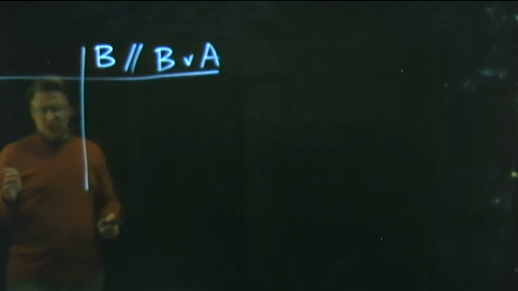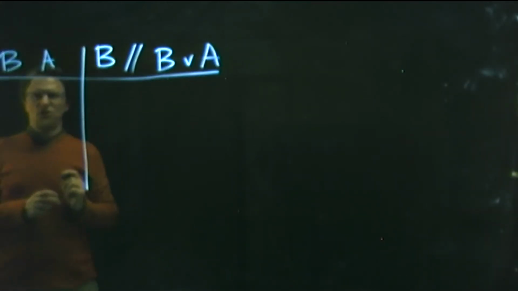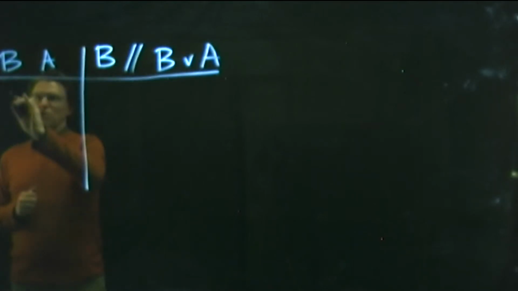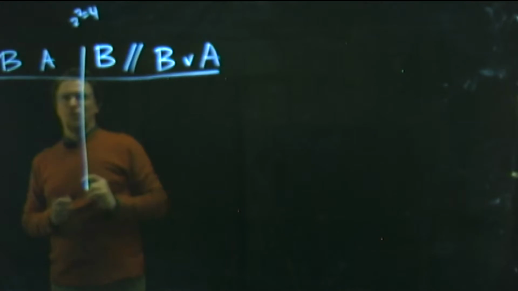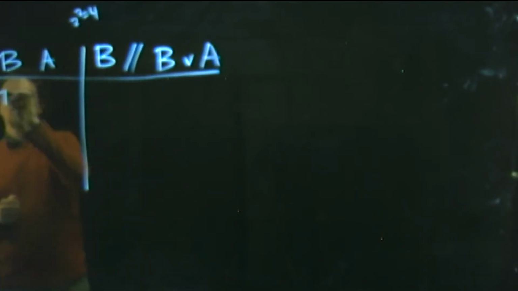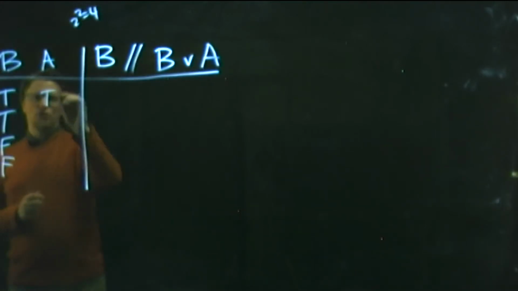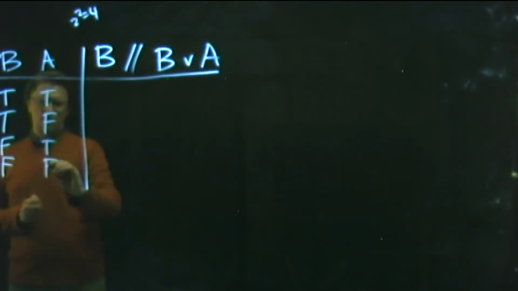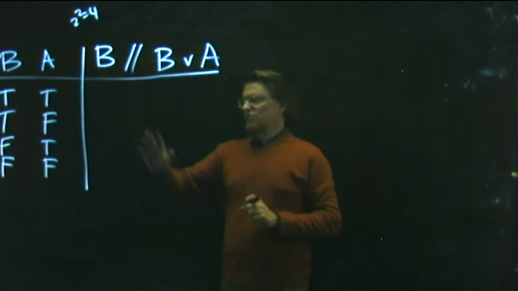So this is a fairly short argument. We have B and A as our two letters. With two different letters, we're talking about 2 to the second power, in other words, 4 rows. True, true, false, false for B, and true, false, true, false for A. Your standard 4-row truth table, the standard pool of values.